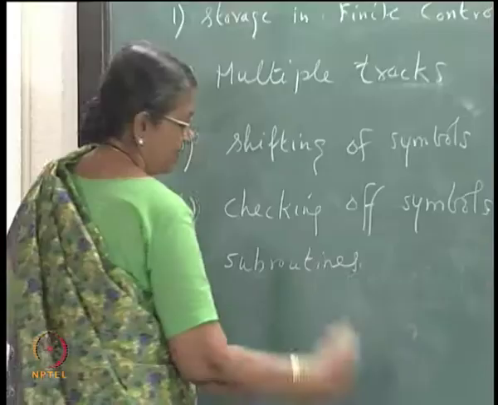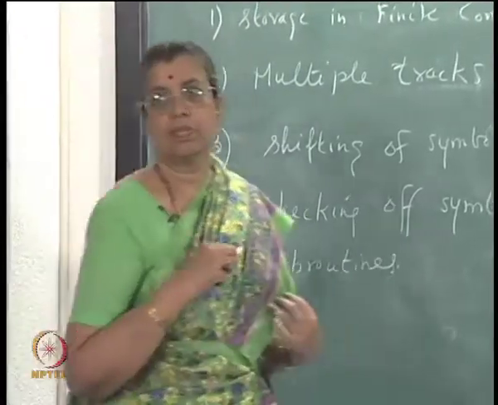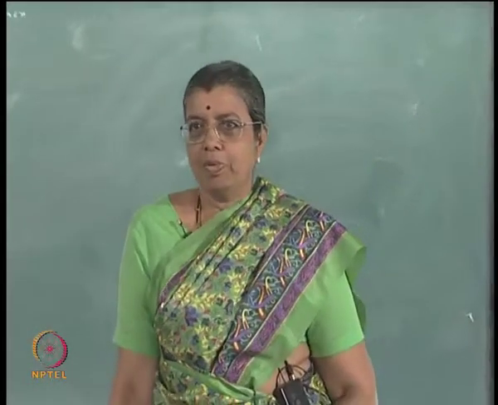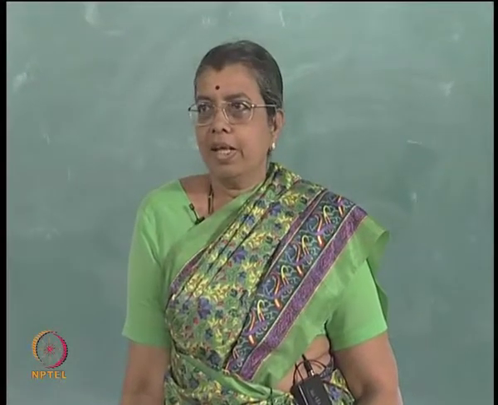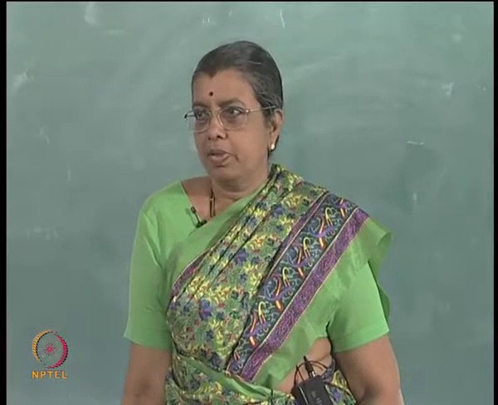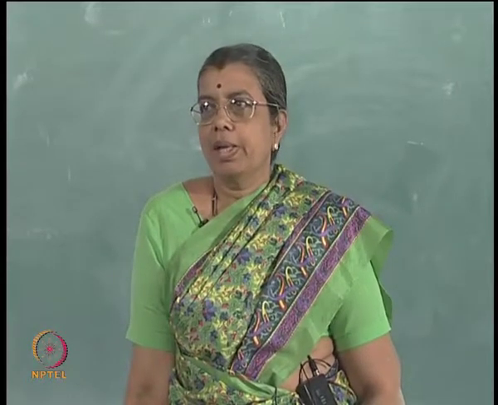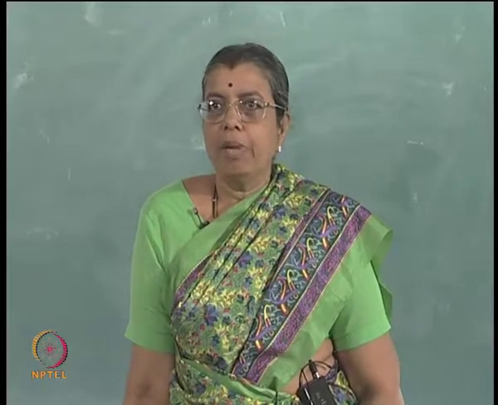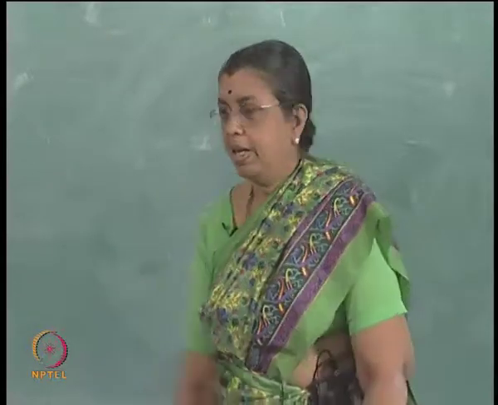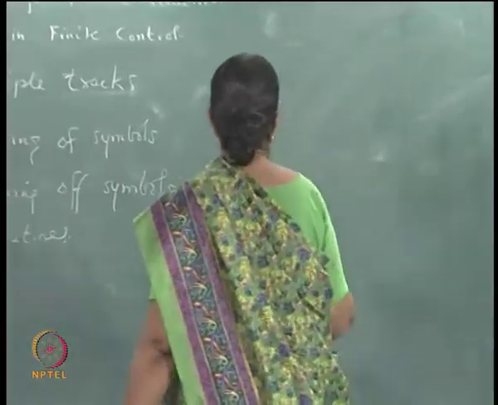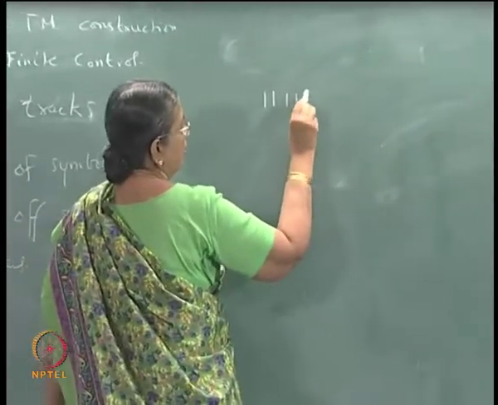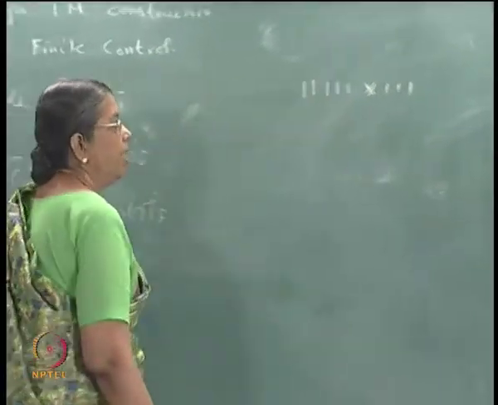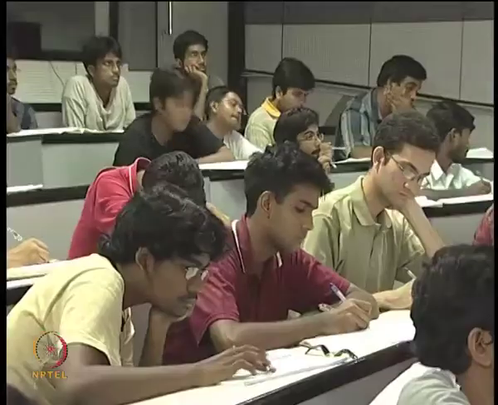Subroutines. This is a technique which you usually use in programming. The same technique you can follow for Turing machines also. One Turing machine can be considered as a subroutine for another Turing machine. For example, if you want to multiply 2 numbers m and n given in unary, m into n, 5 into 3 to end up with 15.